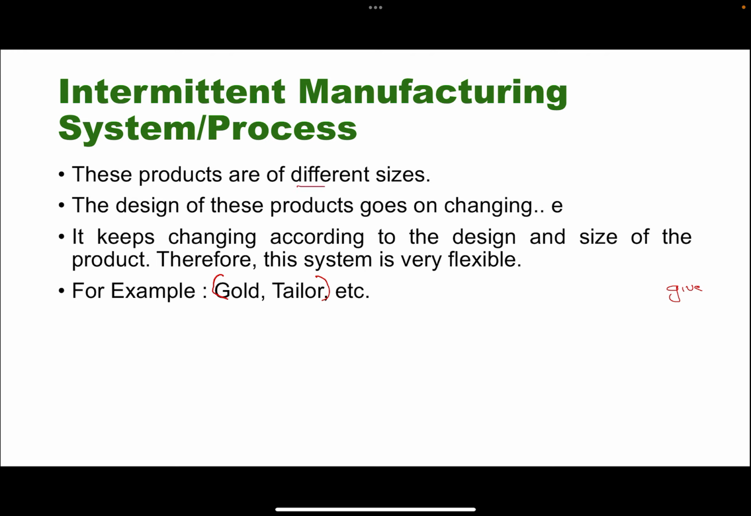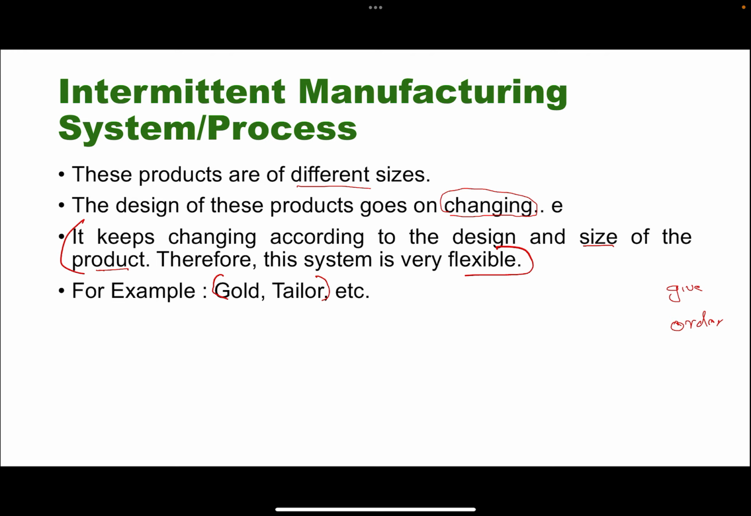So these products are of different sizes. That means the manufacturing system can change the layout or change the system to manufacture different types, different colors, different shapes, etc. And the design of these products is continuously changing. Sometimes one time we give an order and the next time we give a different order of different color, quantity, shape, etc. It keeps changing according to the design and size of the product. Therefore, this is a very flexible system. That is the intermittent manufacturing.